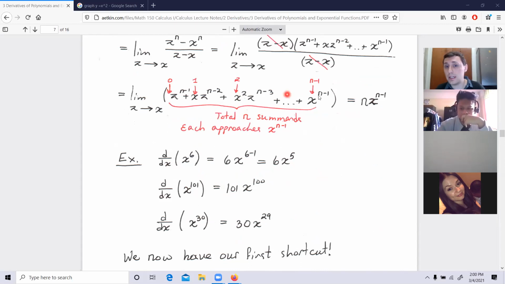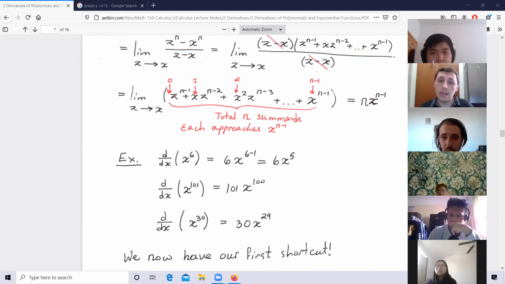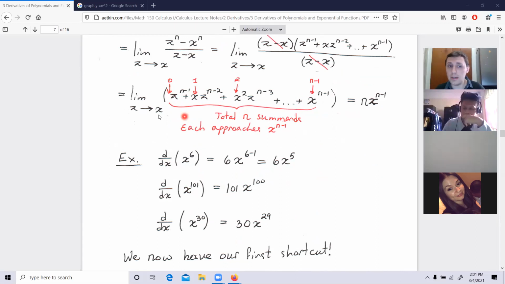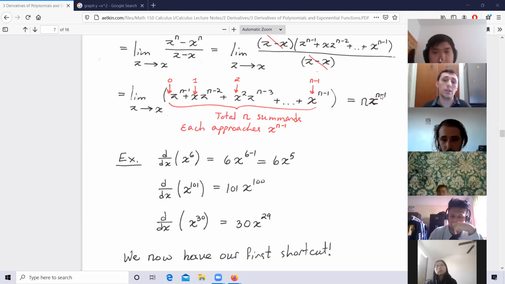Look what happens. We're taking the limit of this summation. Now, the sum of the powers of x plus the powers of z is n minus 1. Only the z become x. How many total? We have 1 all the way to n minus 1, so n minus 1 sums from here, and then 1 extra sum here. So we have n summations of x to the n minus 1, thereby giving us the first formula. That's the power rule.